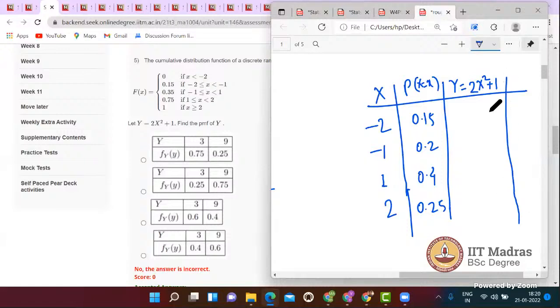So the range of y are what? Now you'll put the value of x here. So 2, 9. This is 9, right? Again, if you'll put 1, 3, right? Again 1 you'll get 3, and 2 you'll get 9. So you just have to calculate the probability of y equal to y. So y 9 from where we are getting? We are getting from -2. So what is the probability of that -2? That was 0.15, right?